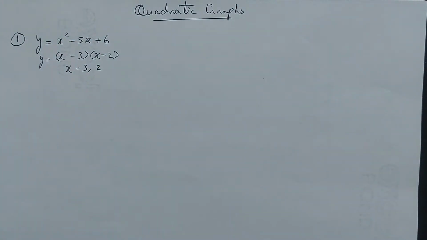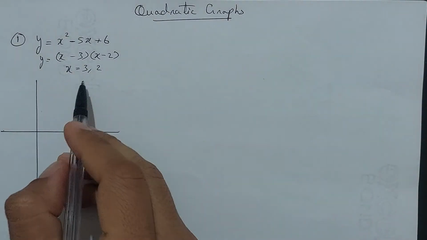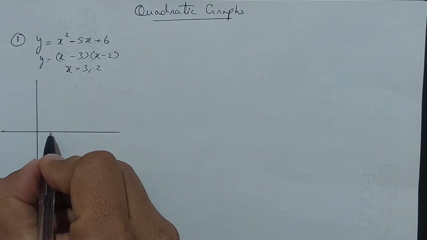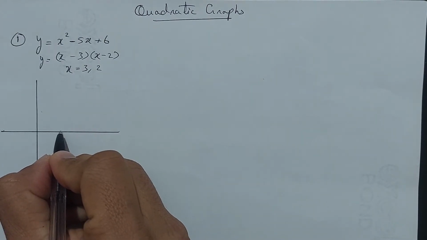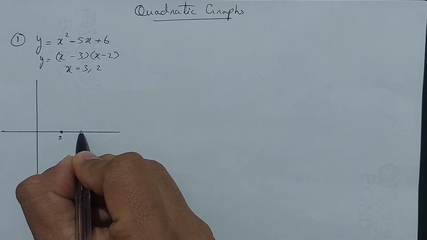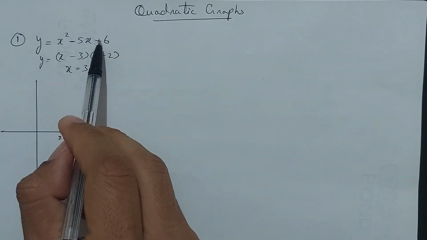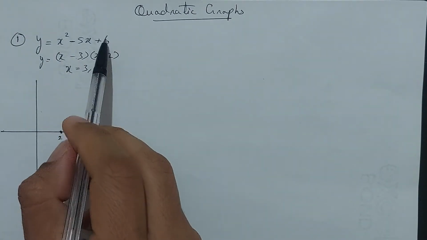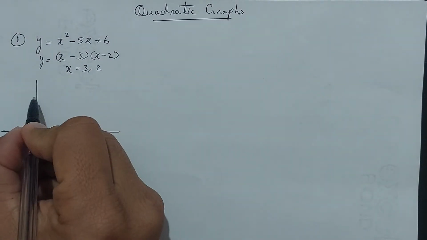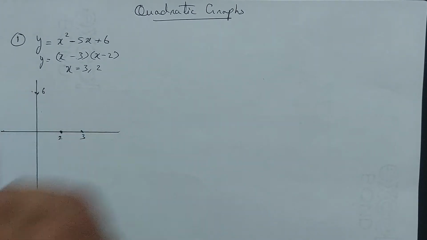All right, let's start the graph now. The x coordinate is 2, so we'll just mark 2 somewhere here, and 3 is here, and the y-intercept is 3 times 2, which is 6. So somewhere around here we'll say 6. That's it. So nice and easy.